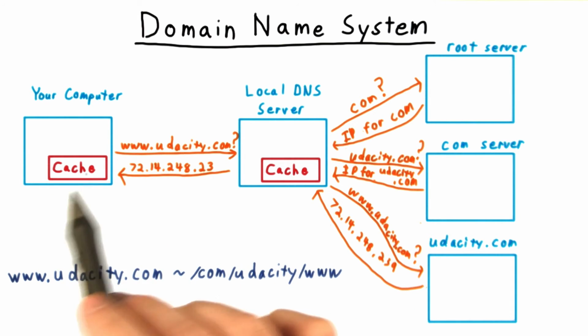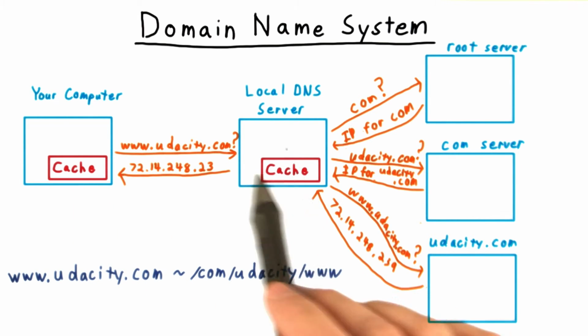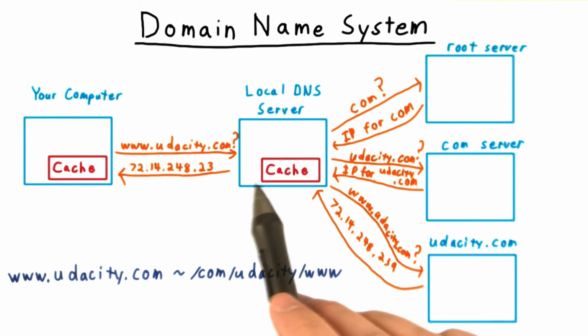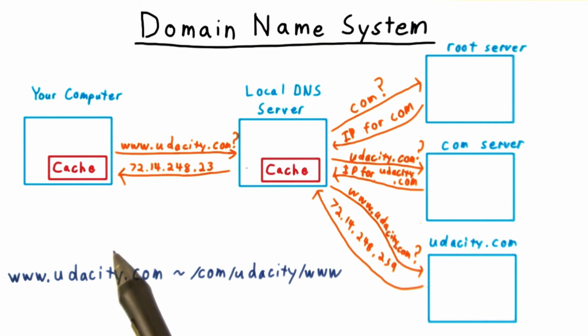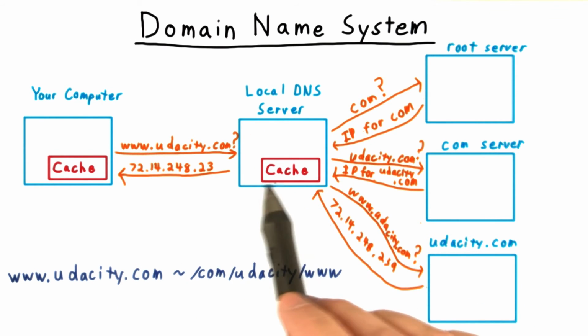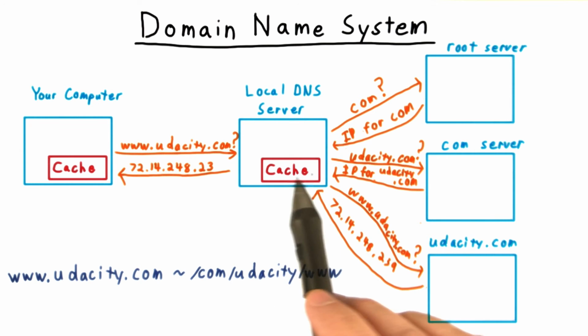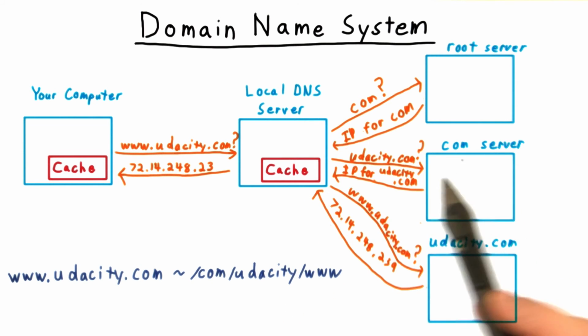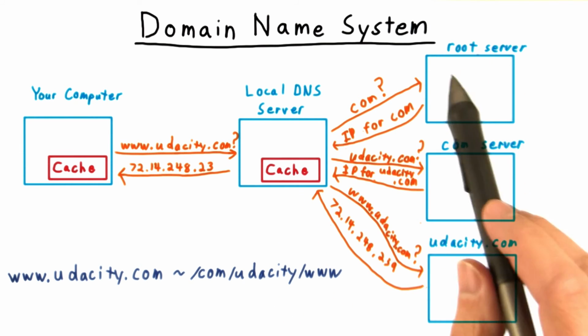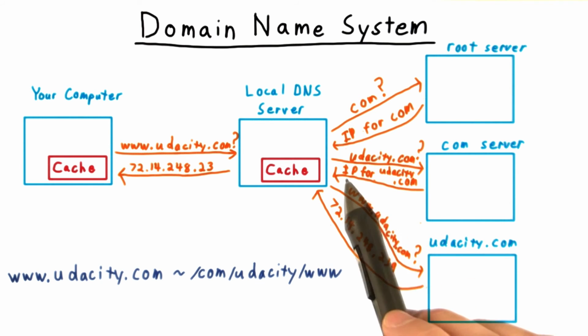Now, of course, we don't actually make all these requests every time we need to find the IP for www.udacity.com. My computer will cache the answer, and so will the local name server, not necessarily for my sake, but for the sake of other clients of the same local server who might also need an IP for www.udacity.com. And they would cache the IPs for the root server and for the .com server as well.